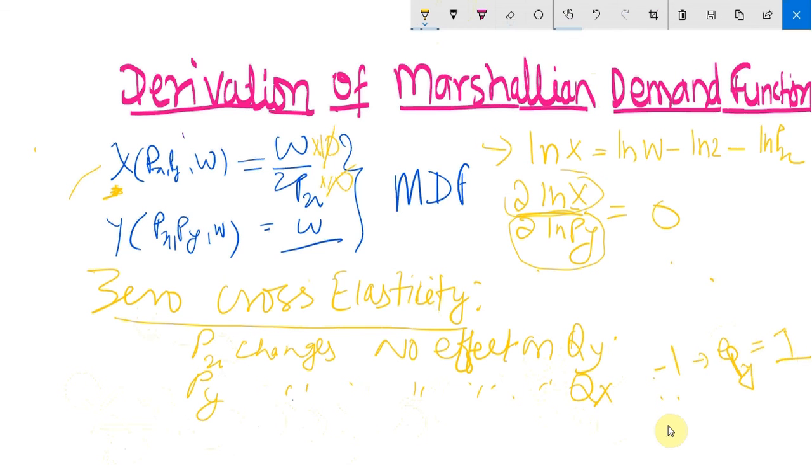So what this shows is that if price of y changes, there is no change in the quantity demanded of x. Similarly, we can show that change in the quantity of y due to change in the price of x is also 0. So this is called the zero cross elasticity.